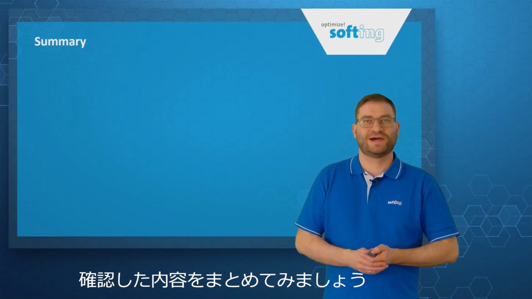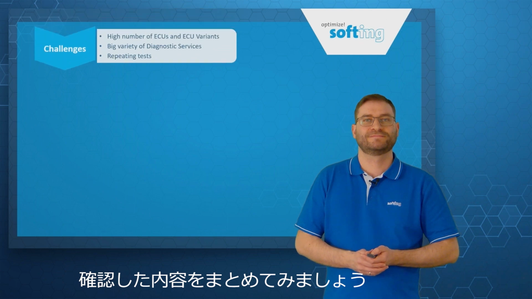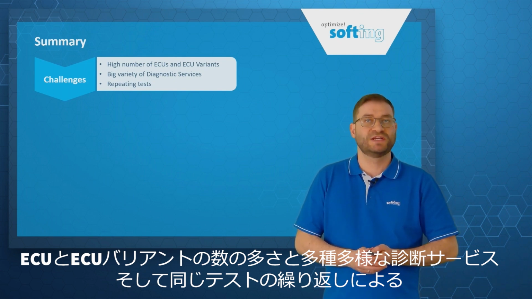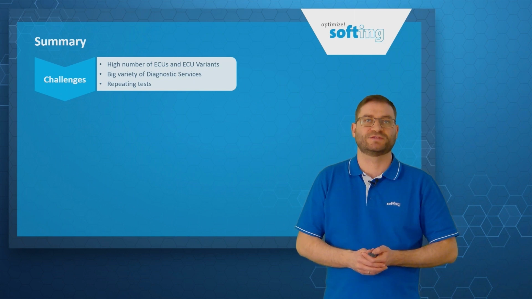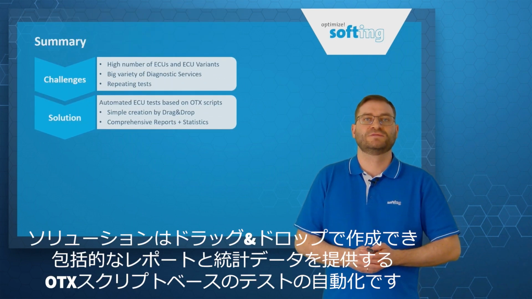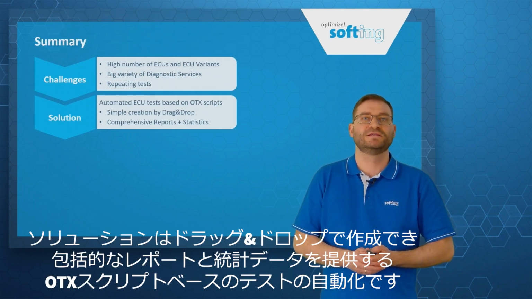Now, let's summarize our findings. We talked about the challenges of ECU communication tests due to the high number of ECUs, ECU variants, and the big variety of diagnostic services. The same tests have to be repeated several times. The solution is to automate ECU communication tests based on OTX scripts, which can be created by drag and drop and which provide comprehensive reports and statistics.